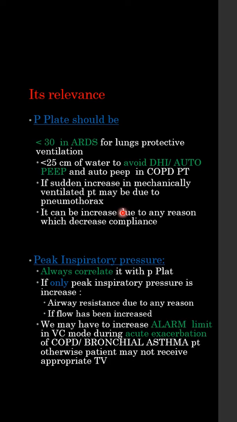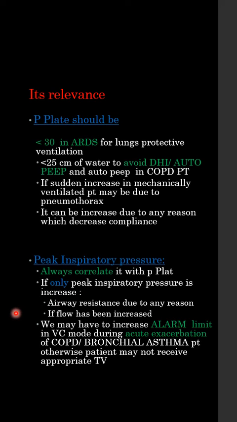If it suddenly increases in a mechanically ventilated patient, you can think of pneumothorax. It can be increased due to any reason which decreases the lungs compliance. Peak inspiratory pressure should always be correlated with the plateau pressure. If only peak inspiratory pressure is increased, it is either because of the airway resistance or an increase in airflow. Generally we keep airflow constant, so it must be because of some airway resistance, like a mucus plug or bronchospasm, or something externally compressing the airway.